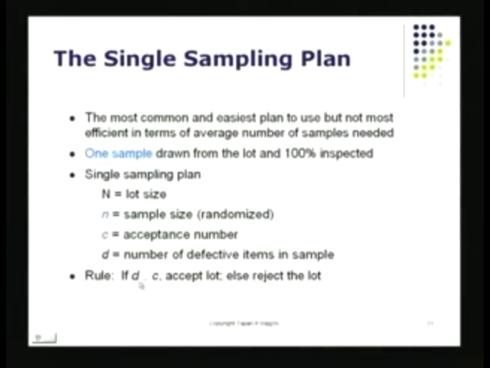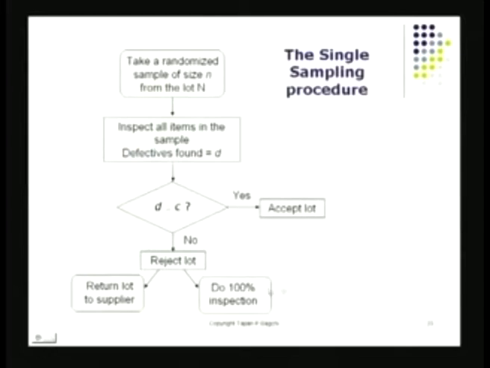It will be fine. It will guarantee you the kind of protection that you want. And by chance, if this D exceeds C, you must reject the lot. Otherwise, you will not get the protection that you want.